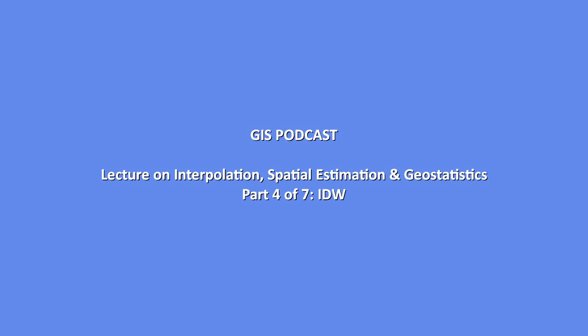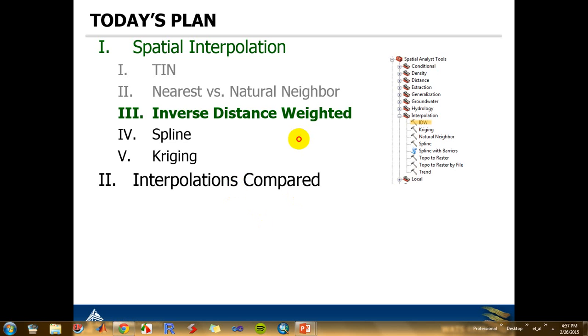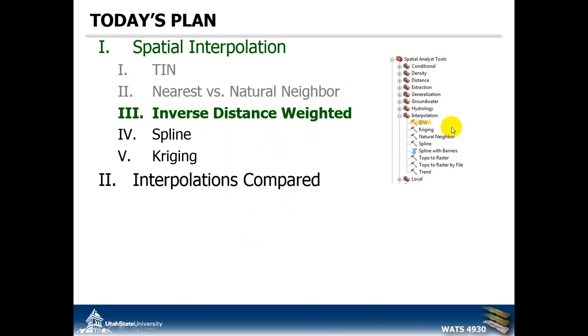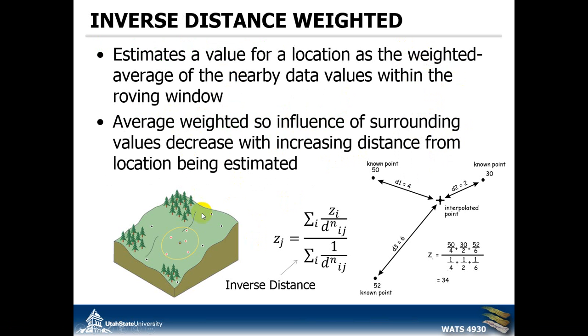All right, in this next segment, we'll talk about inverse distance weighted sampling routines. You can find these in a variety of places, one of them being in Spatial Analyst tools under Interpolation. You can go to IDW. So IDW is a similar concept to the bilinear interpolation and the cubic convolution interpolation. What inverse distance weighted does is it estimates the value for a location as the weighted average of nearby data values within the roving window.